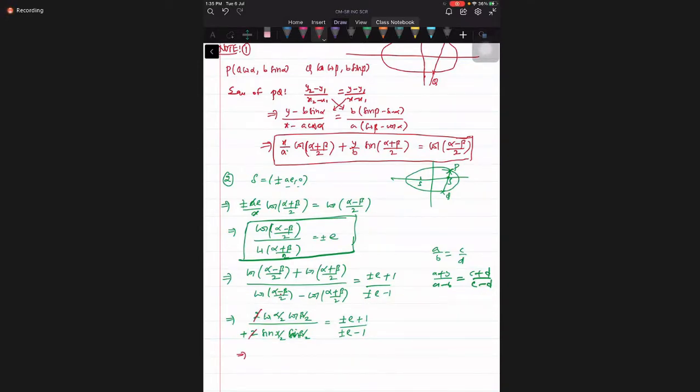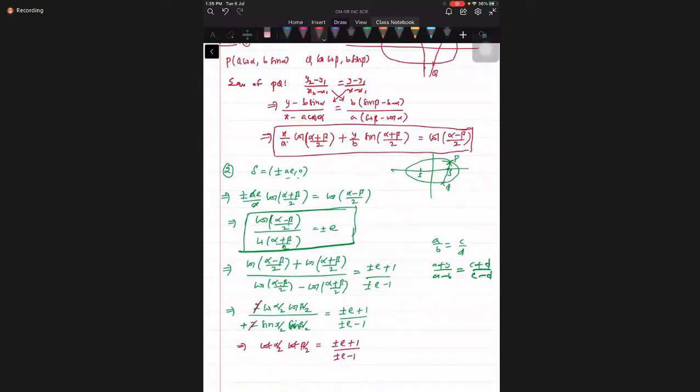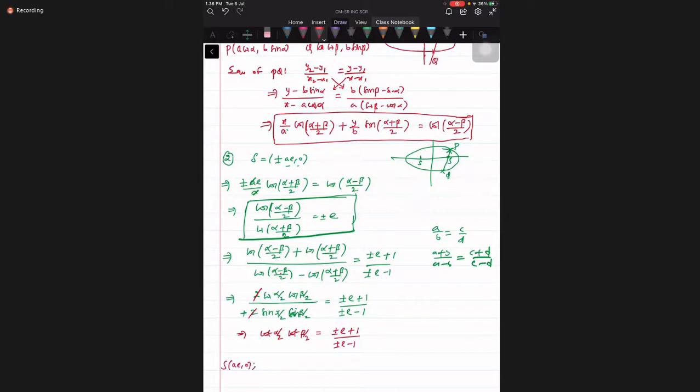What is tan beta by 2 equal to? Plus or minus (e plus 1) by (e minus 1), no students? The focal chord is passing through S, ae comma 0. Then your answer is tan alpha by 2 tan beta by 2 equal to plus or minus, or only minus, making it reciprocal. Correct or not? Suppose it is the other focus, what's your answer? Minus (e minus 1) by (e plus 1). Or you can write this as minus (e minus 1) by (e plus 1). This is another point. Okay, all of you.